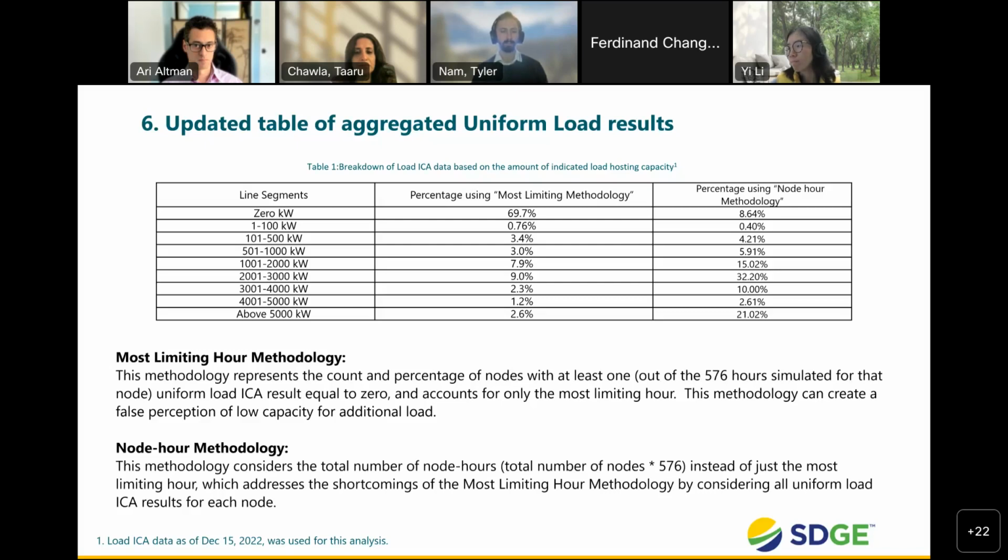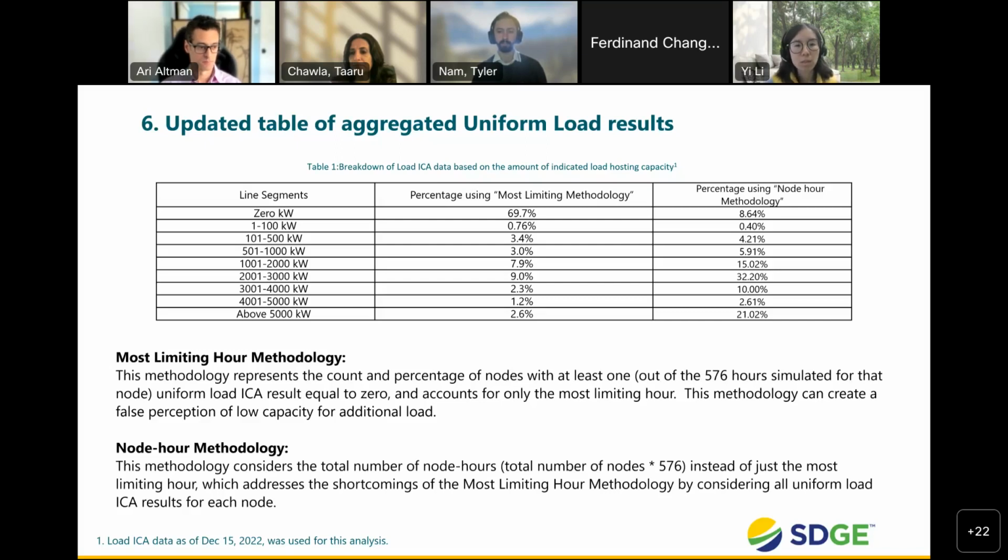But my next question would be, why would it make sense to use the node hour methodology for load if that's not what's used for generation? What's the different operating philosophy behind changing from using a different method for load versus generation? Is it because of the way in which you treat costs, or because of an actual electrical engineering difference?